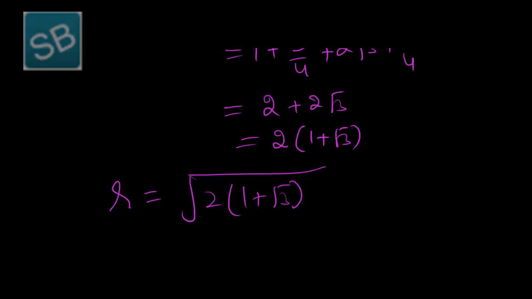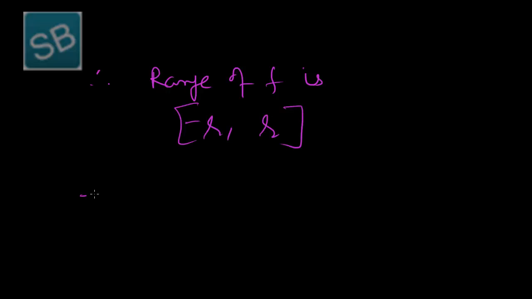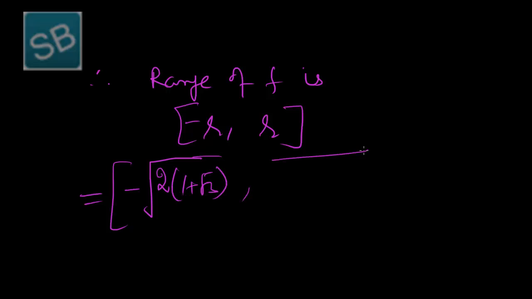Now the range of f is minus r to r, that is minus under root 2 into 1 plus under root 3 to under root 2 into 1 plus under root 3. So this is the range of this function. So we can find the range of so many functions.